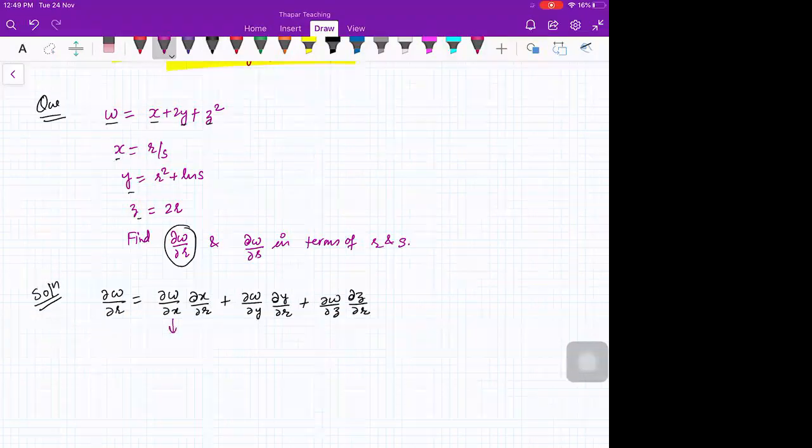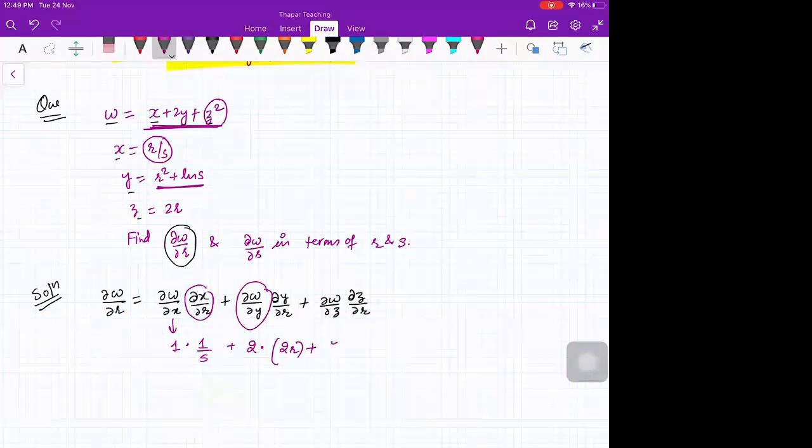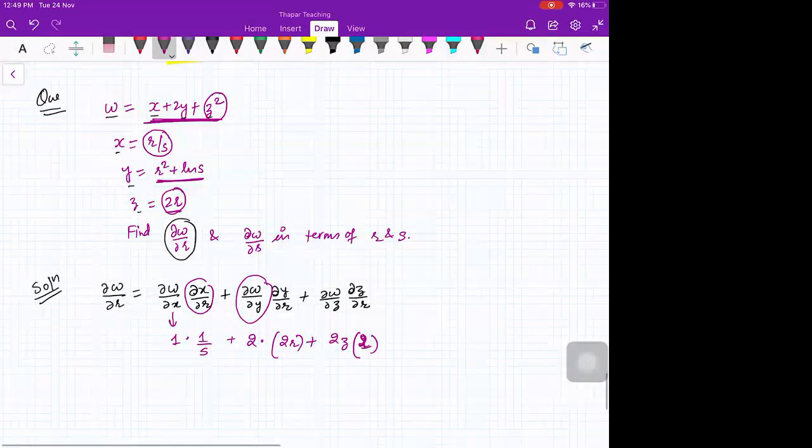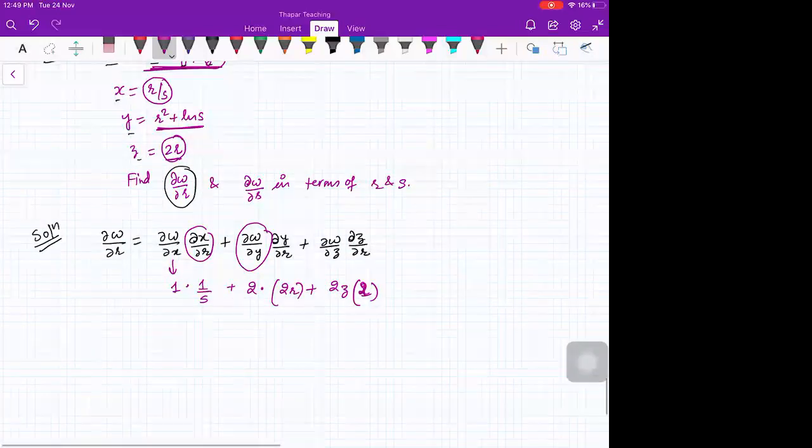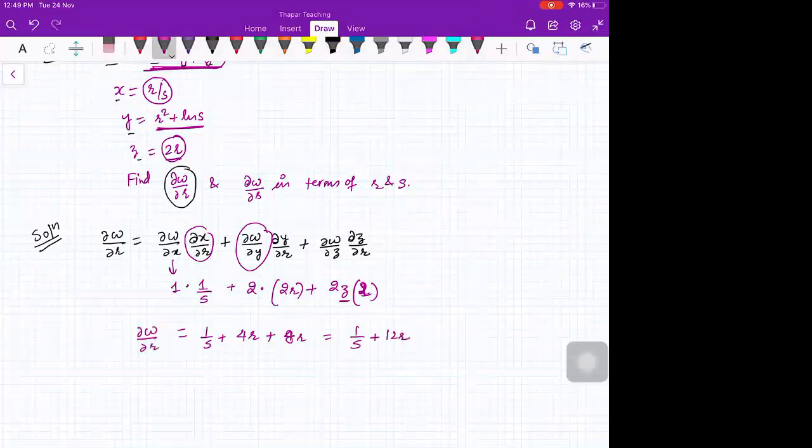Now what is curly W by curly X? Curly W by curly X is 1. Curly X by curly R is 1 by S. Plus curly W by curly Y is 2. Curly Y by curly R is 2R, plus curly W by curly Z is 2Z into curly Z by curly R, which is 2. So this is equal to 1 by S plus 4R plus 4Z. In place of Z, you just write 2R, so this is 8R. So this is 1 by S plus 12R. This is your curly W by curly R.